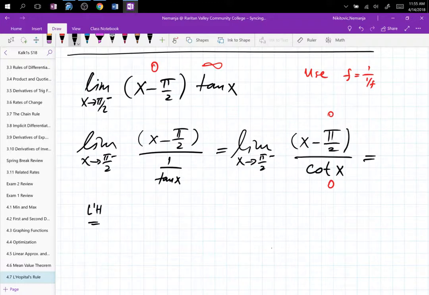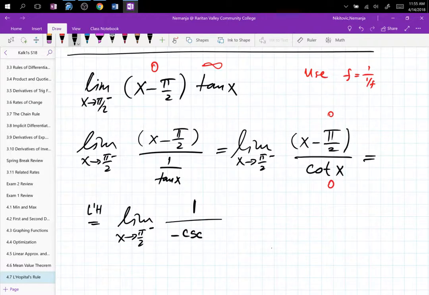So now we have 0 over 0, which means that we can do our derivatives, right? And if we do our derivatives, I will have limit x goes to pi over 2 from the left. The numerator has the derivative of x is 1. Derivative of pi over 2 is 0. And derivative of cotangent is negative cosecant squared x.